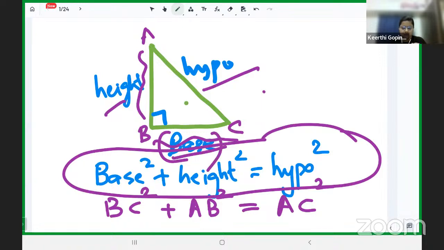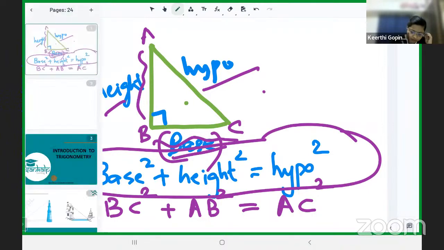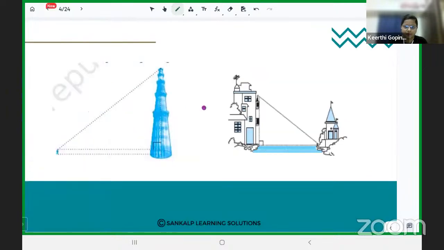Is that right? Now, I'm going to take you to situations that happen in our surroundings where we can imagine a right angle. There are real life examples where we can form a right angle in that particular situation. I'll explain it with the figure. So consider the first figure. This one is the Qutb Minar, and a person is standing here observing the top of the minar. He is on the ground and wants to find out the height of the minar.